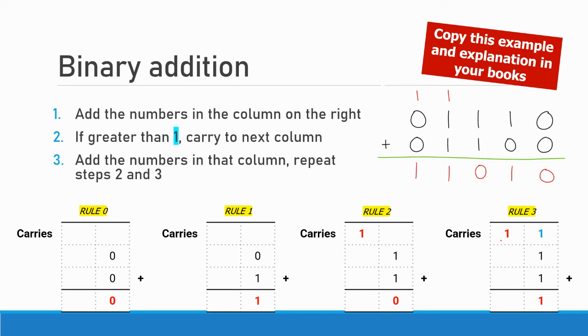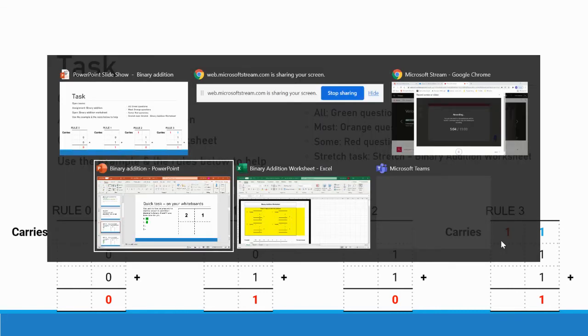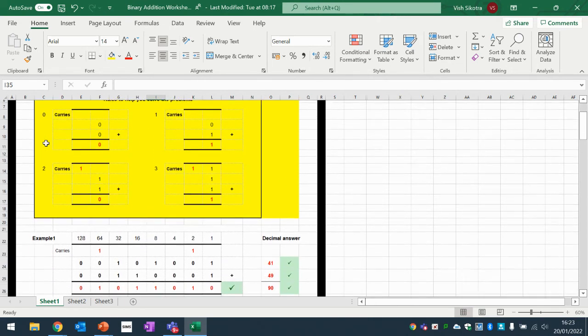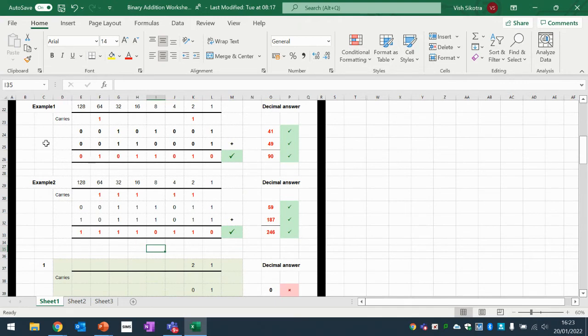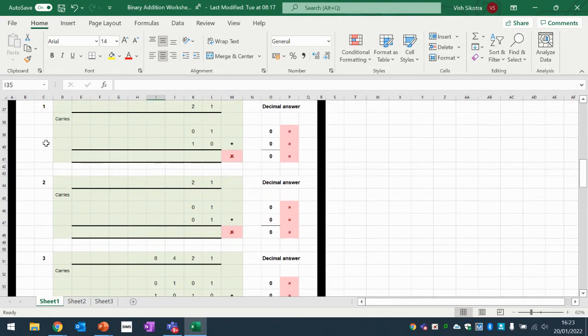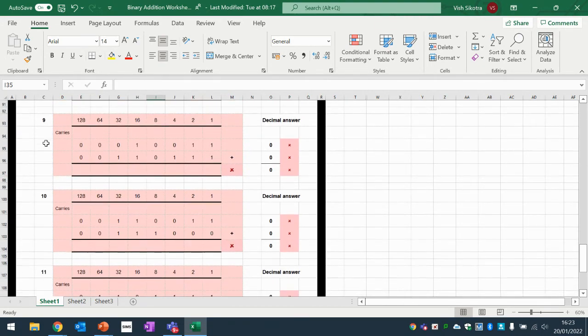I'm going to do an example for you in Teams. So once you get onto Teams and open the binary addition worksheet, you will be met with this. This is the binary addition worksheet. I've put the rules there at the top, and there are some examples there as well. I'm going to scroll down a bit. You can start at question 1, but I'm going to scroll down to a harder one. I'm going to scroll down to question number 10.